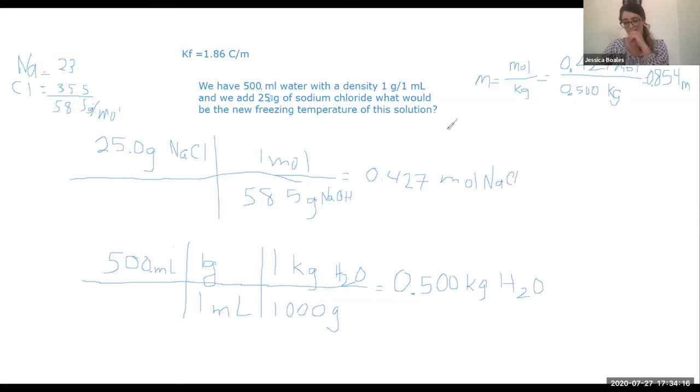I know that the degrees Celsius goes on top of molality, right? Oh, yeah. So you're saying your delta T F is going to equal your KF, that's your constant, times your molality. Okay, so that's going to equal what?